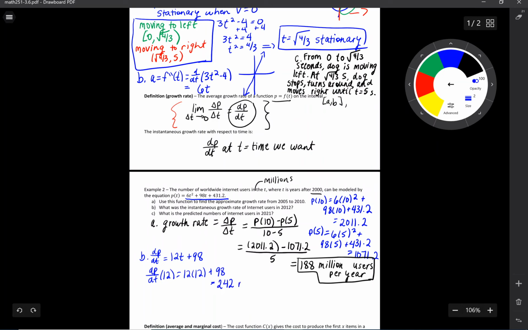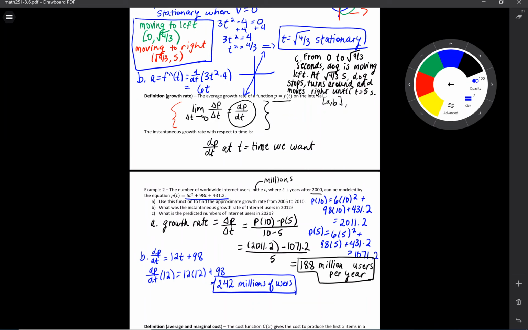And again, we're talking about millions of users. So this means that in 2012, the rate of change in the number of internet users was 242 million users. Of course, we don't know exactly when in 2012 this was the case, but at some point in 2012 it was.